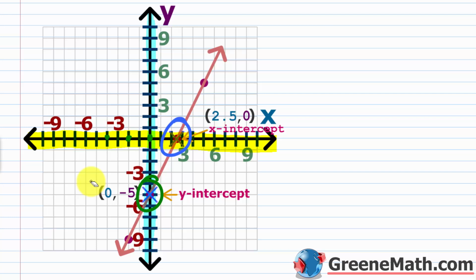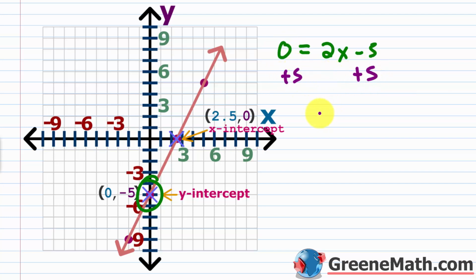So to find the x-intercept, all I need to do is plug in a 0 for y and solve for x. So the equation we had was y, or you could say f of x, so y equals 2x minus 5. Plug in a 0 for y, and solve for x. So add 5 to both sides of the equation. You get that 5 is equal to 2x. Divide both sides by 2. And you find that 5 halves is equal to x.